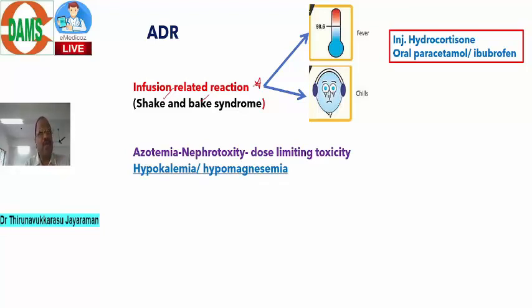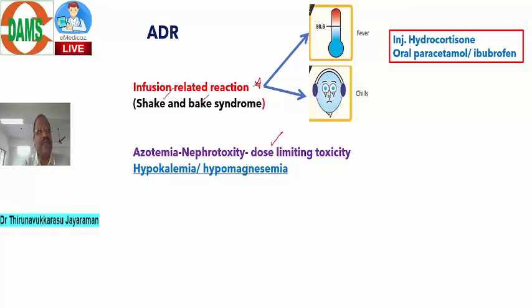Amphotericin B has one of the most important adverse effects, the dose-limiting toxicity, nephrotoxicity. This is maximum with conventional amphotericin B. Liposomal amphotericin B and the others, ABCD and ABLC, also have less chance of causing nephrotoxicity. So one important difference: conventional amphotericin B has more chance of causing nephrotoxicity.